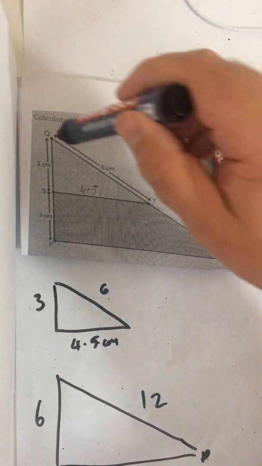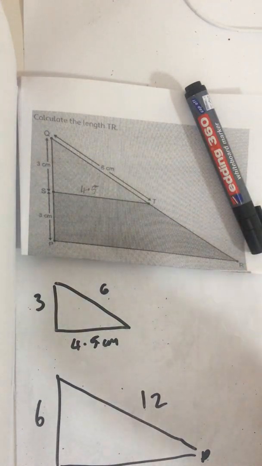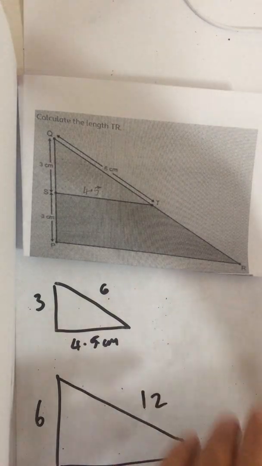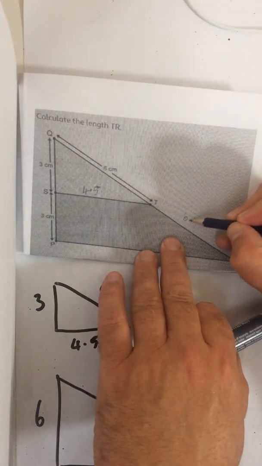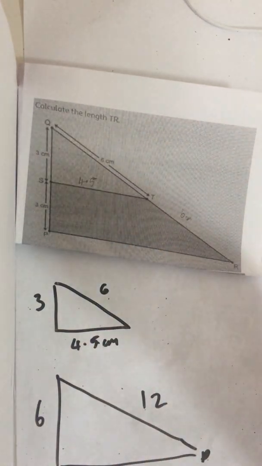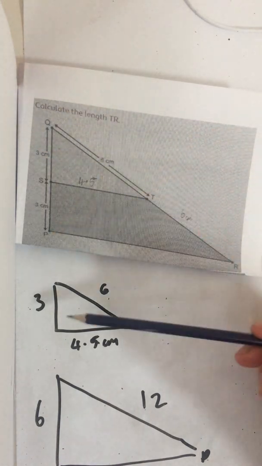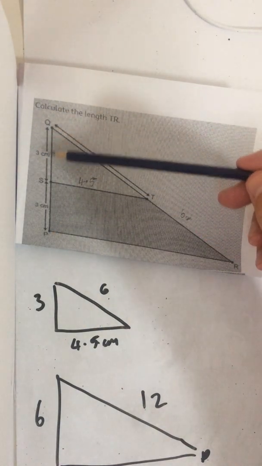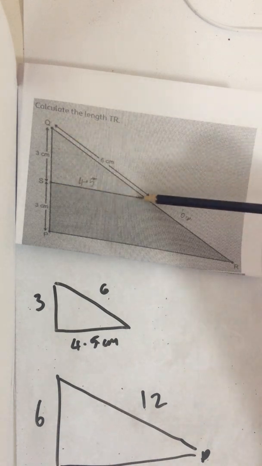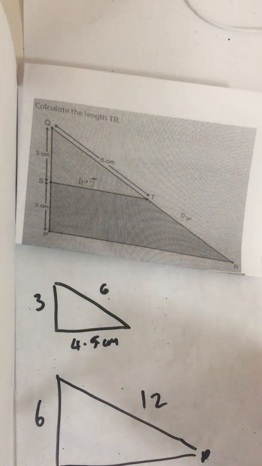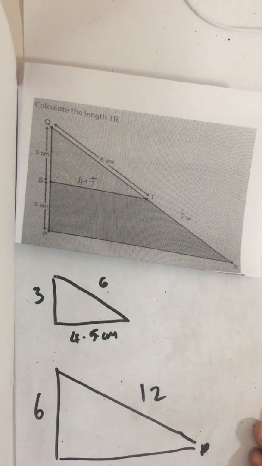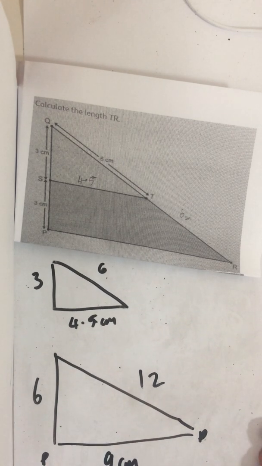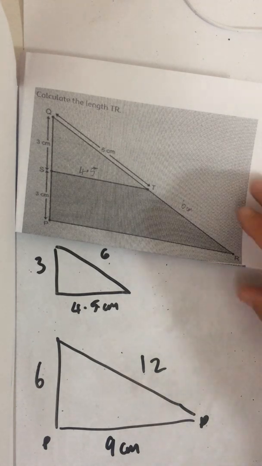If that's 6, we know the whole thing is 12, so TR here would be 6. Okay, and we've sort of achieved that mainly by drawing it separately. When you draw it into your small triangle and your large triangle, especially for some of the trickier ones, that might make a little bit more sense for you.